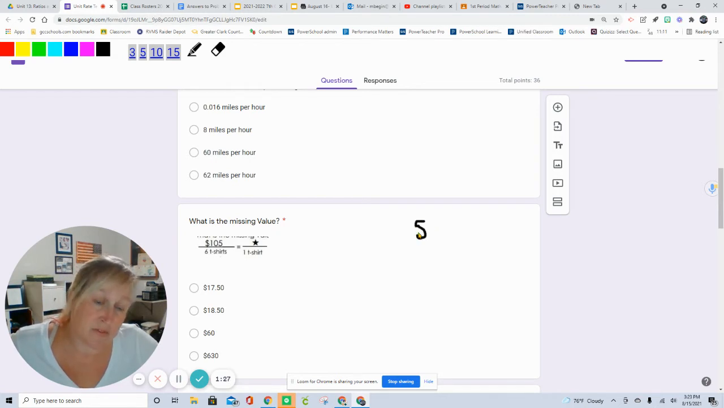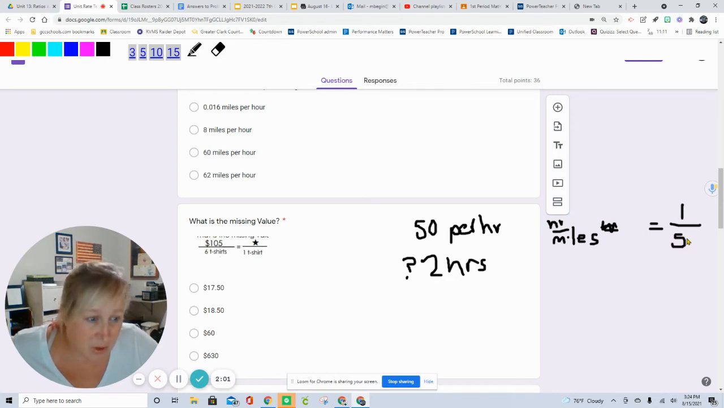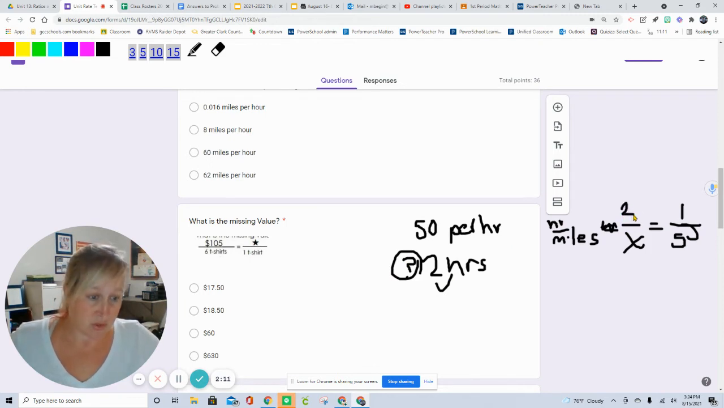If I said I was going 50 miles per hour, how long in 2 hours did I go? How far did I go? I would set my hours over my miles, making sure that the 1 is the per mile. So 1 hour for 50 miles per hour. My unknown is my distance. See, I know my hours, but I don't know my distance. So I'll put the 2 there.